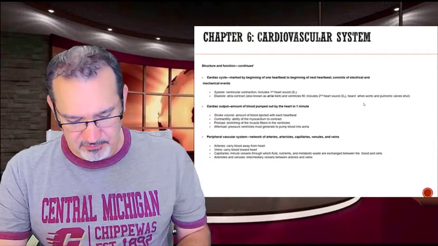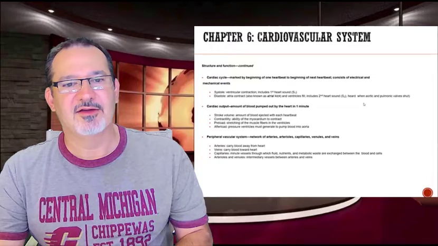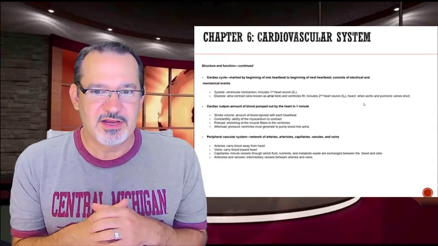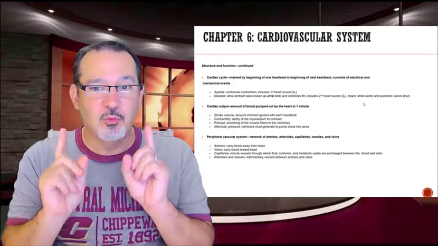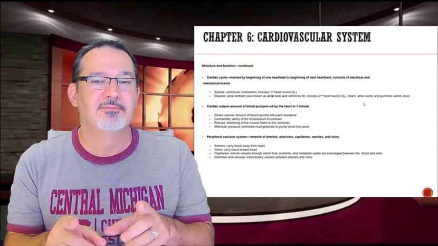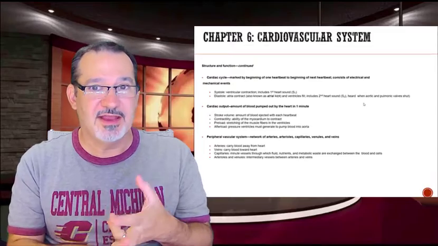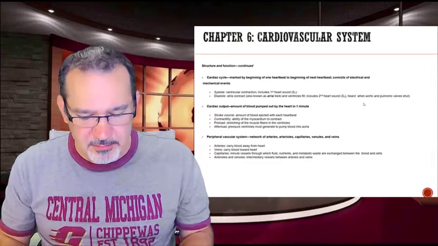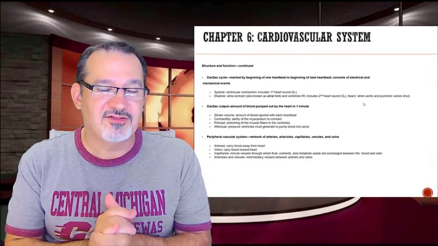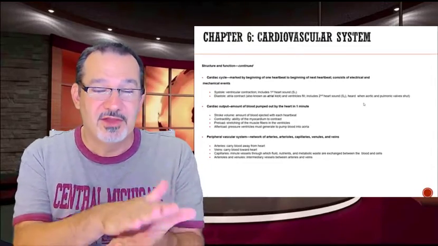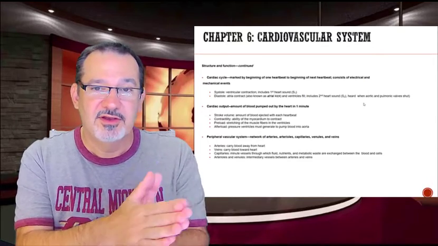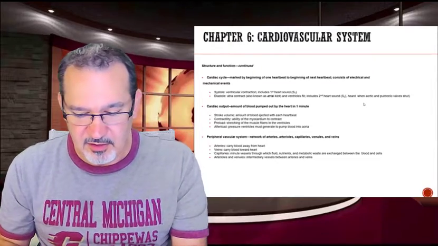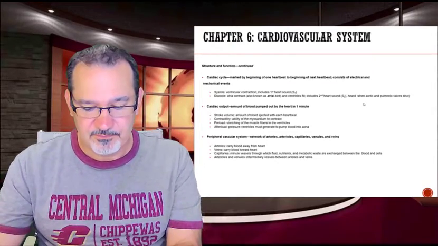All right, the cardiac cycle. It says it's marked by the beginning of one heartbeat to the beginning of the next. That's one cardiac cycle. And it does consist of electrical and mechanical events. Okay, we'll kind of delve into this one a little bit deeper here in a second. But that cardiac cycle, one heartbeat, is marked from the beginning of a heartbeat all the way through to the beginning of the next heartbeat, one cardiac cycle. That's a complete cardiac cycle. Okay.